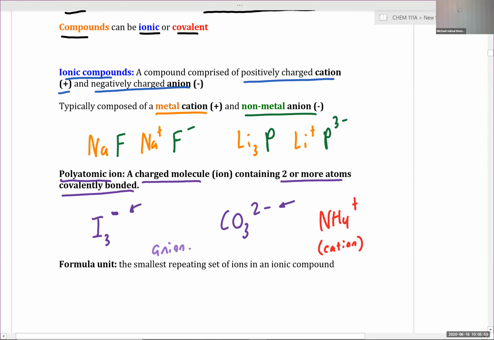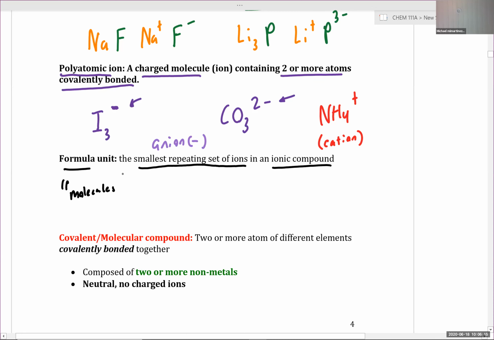Now, when we're talking about ionic compounds, we often use the term formula unit, which is the smallest repeating set of ions in an ionic compound. When someone mentions formula units, I like to think of it as molecules of your ionic compound. It's not a perfect definition, but it catches the majority of the cases where you'll see formula units mentioned in the early parts of this class.